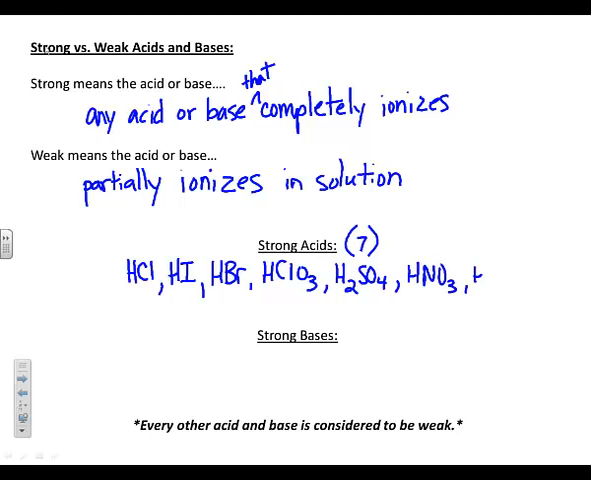Hypochloric. Awesome. So all the other ones, if you see anything else, it would be considered weak. So we don't need to memorize anything there, right? So just know these 7. Right. Everything else would be the opposite. All right. Cool. Strong bases. Strong bases are a little bit easier.